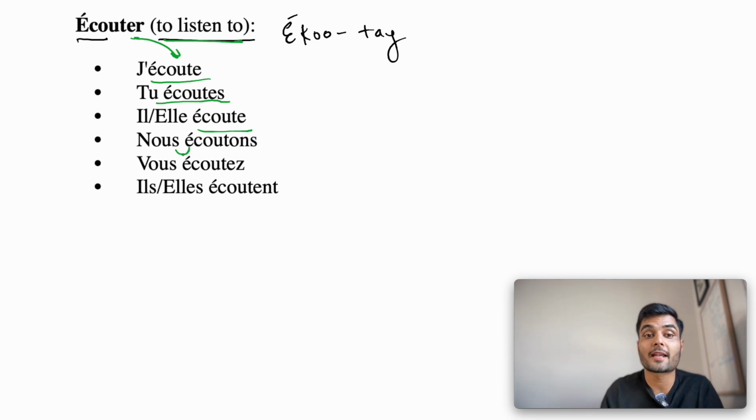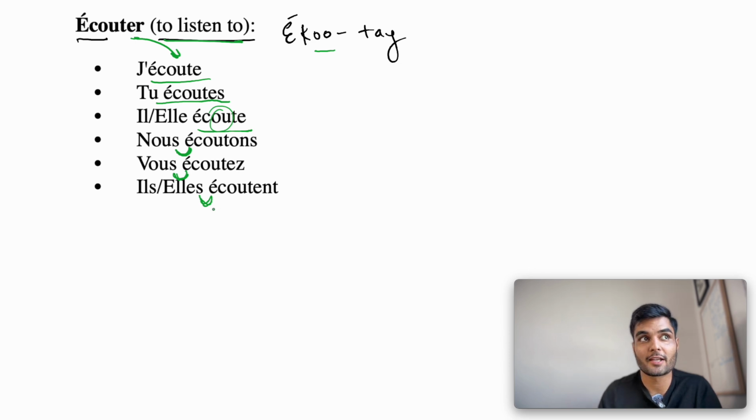And nous écoutons. See, this OU is never pronounced OU. It's not écoute. It's écou, like a normal U. Some people do it like a acute, but that is not correct. Écoute. Vous écoutez. Il, elle écoute.